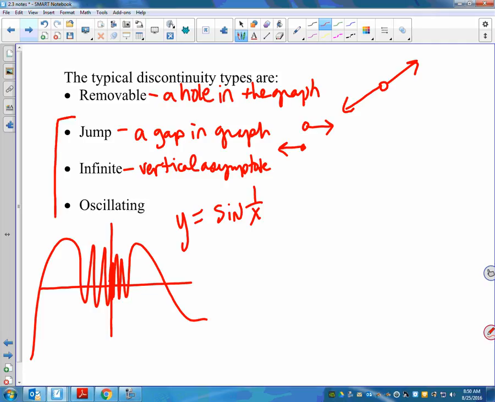All three of these are not removable. So it's important to know the difference between removable and non-removable. So this would be non-removable.